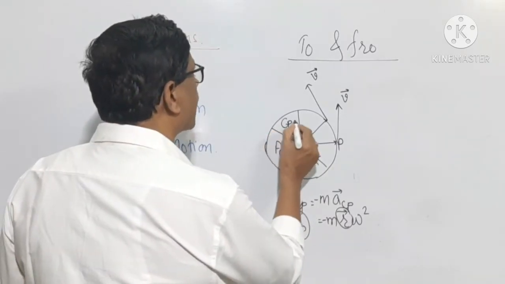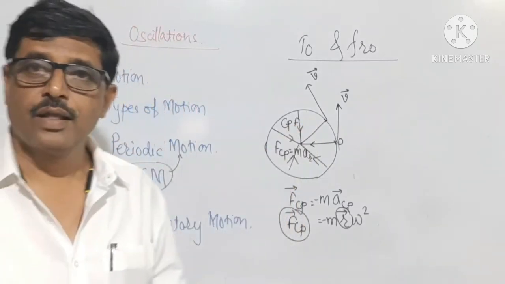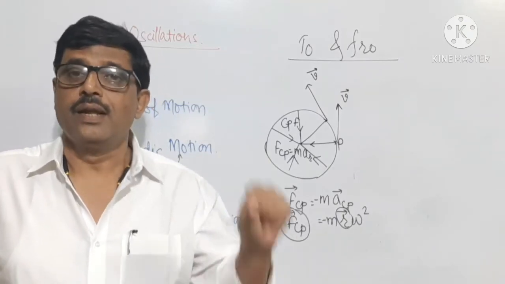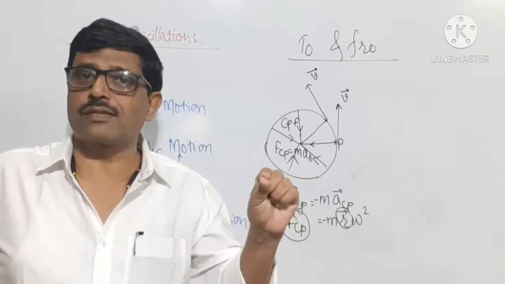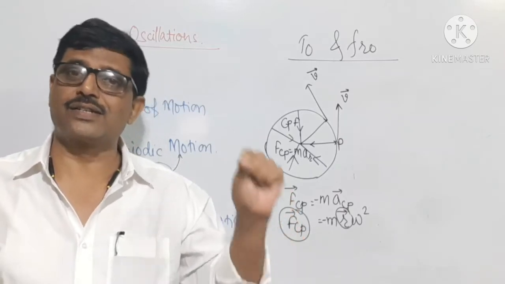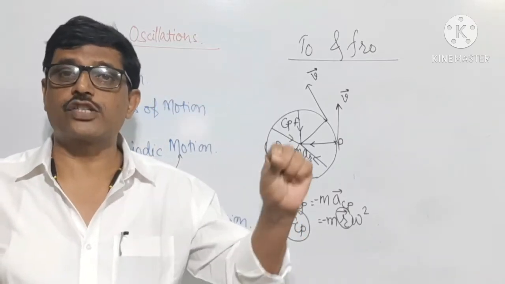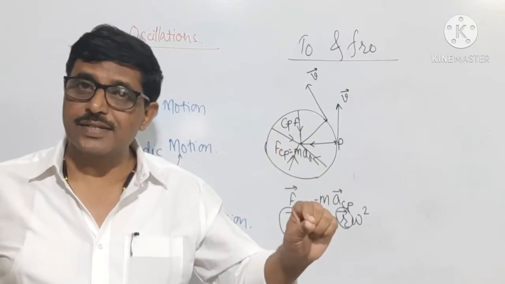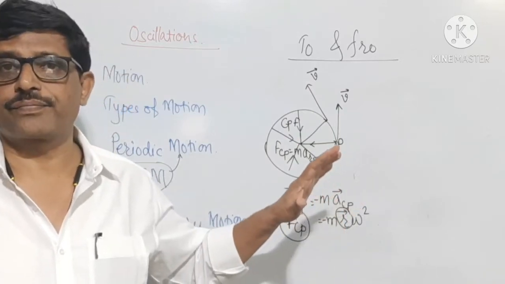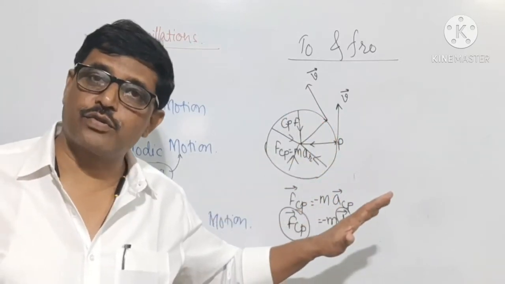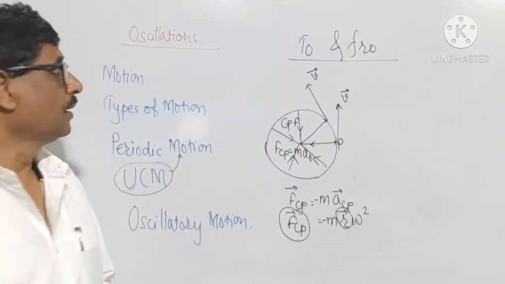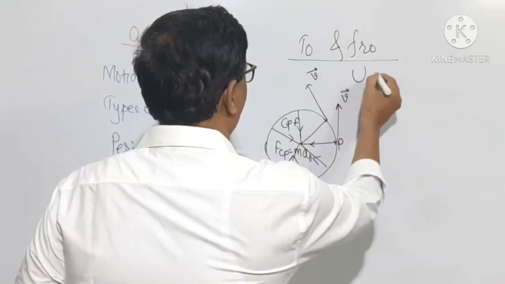Therefore, uniform circular motion is an example of periodic motion in which the force responsible for it is along the radius towards the center, and its direction continuously changes. This is a periodic motion in which the force is of constant magnitude and changing direction. This is uniform circular motion.